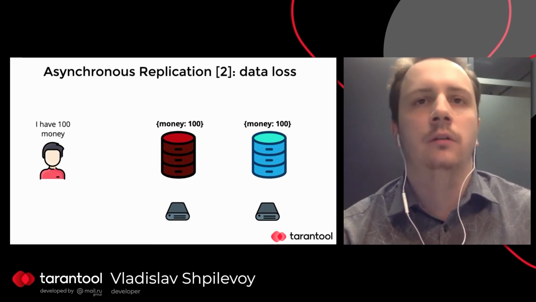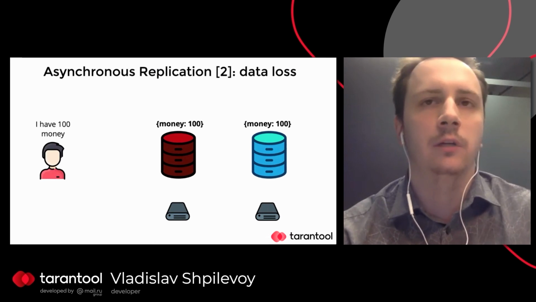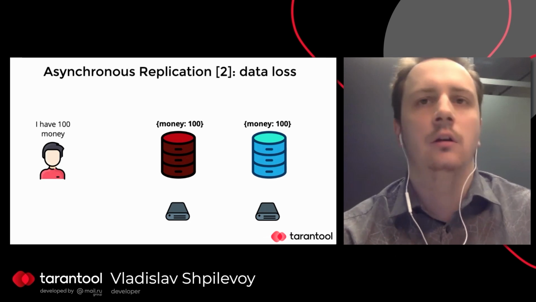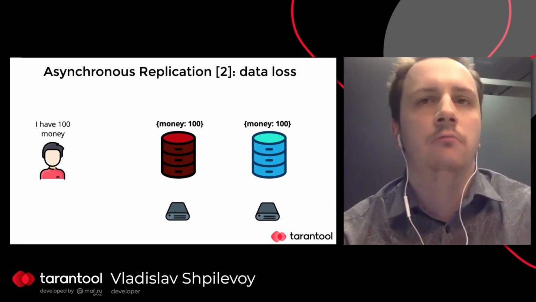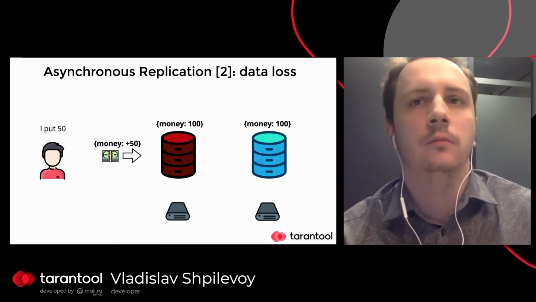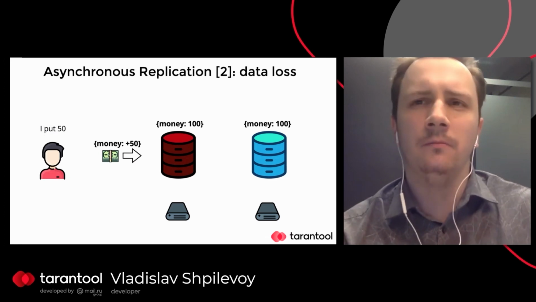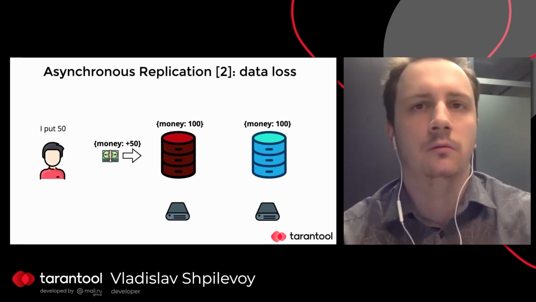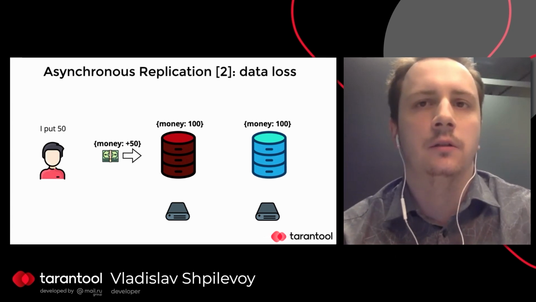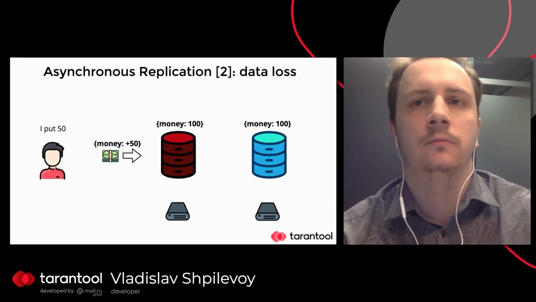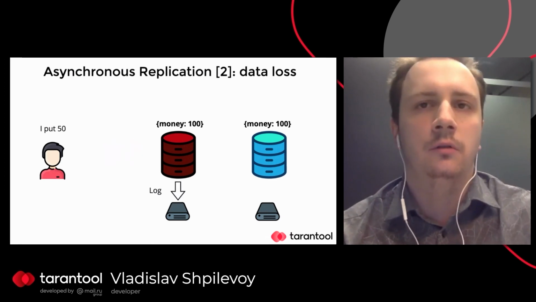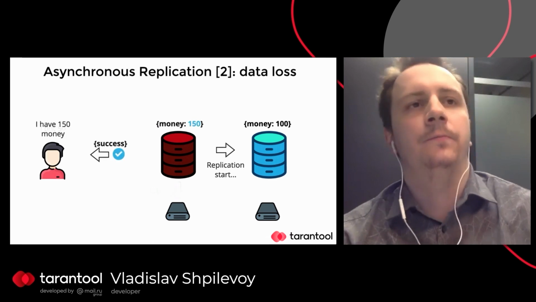Assume there is a bank client who has 100 money. The bank has two nodes in its replica set where account of this client has 100 money. Now the client puts more money into an ATM, plus 50. The ATM sends a request to the replica set to the master node. The request starts a transaction which adds 50 money, and it's written to the log on master, and is responded to the client as successful.